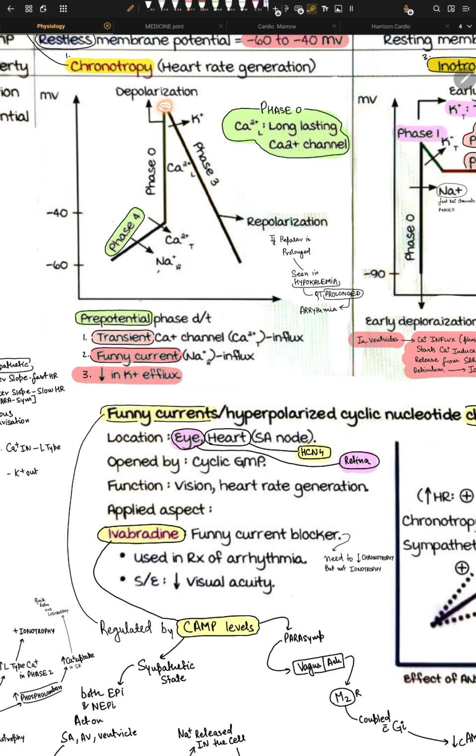So now we have achieved the depolarization, and now phase three starts. Here a lot of potassium, K plus, is pushed outside the cell. Imagine if a bunch of potassium was pushed out, the graph would be steeper than this. But the amount of potassium pushed out from the cell was less, so the graph is like that.